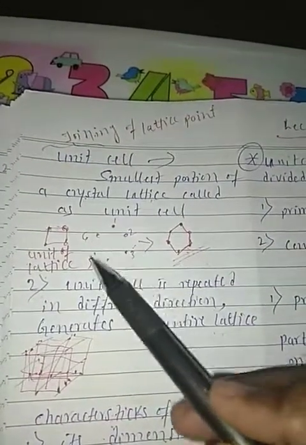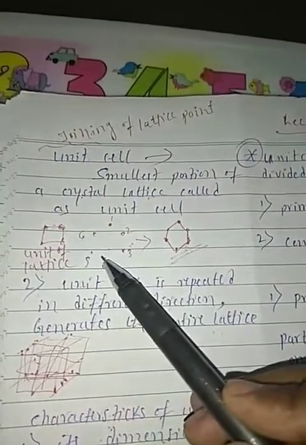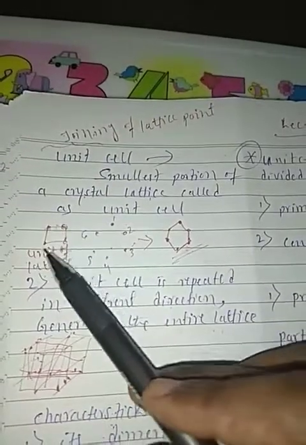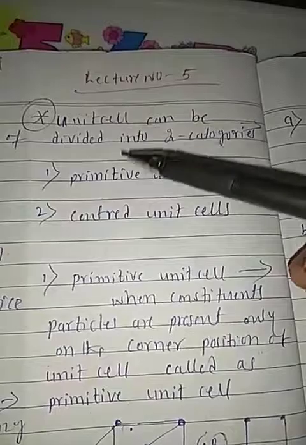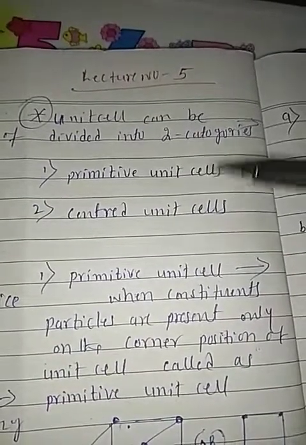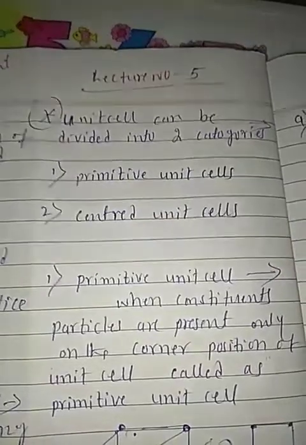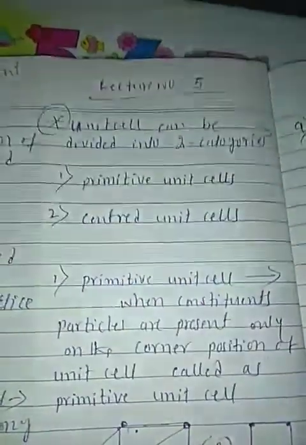Lattice points are connected with each other to form a geometric structure cell. It is called a unit cell. Now we are going to discuss the types of unit cells. Unit cells are classified into two types: primitive unit cell and centered unit cell. First, we are going to discuss primitive.